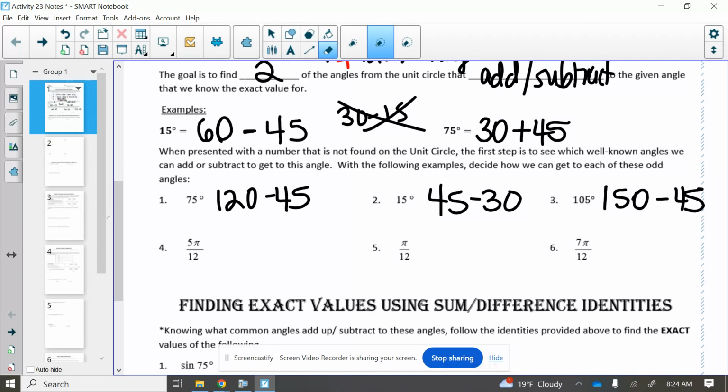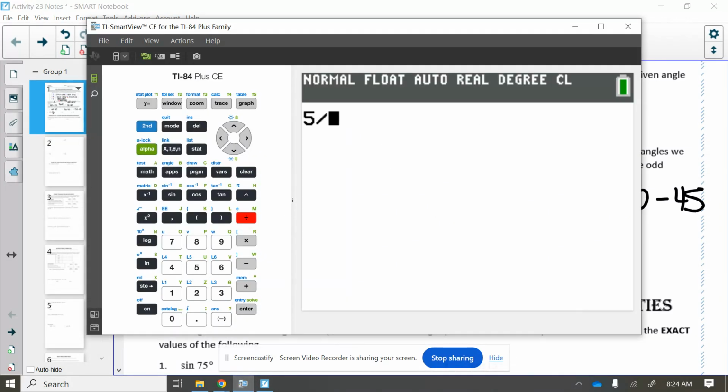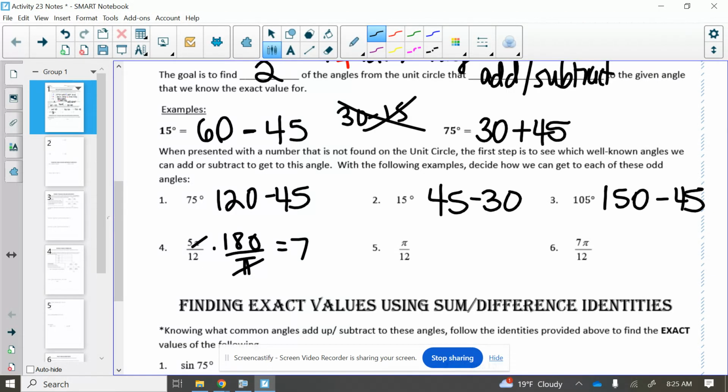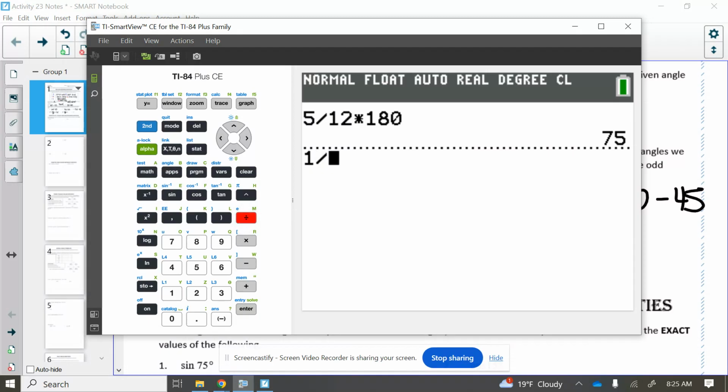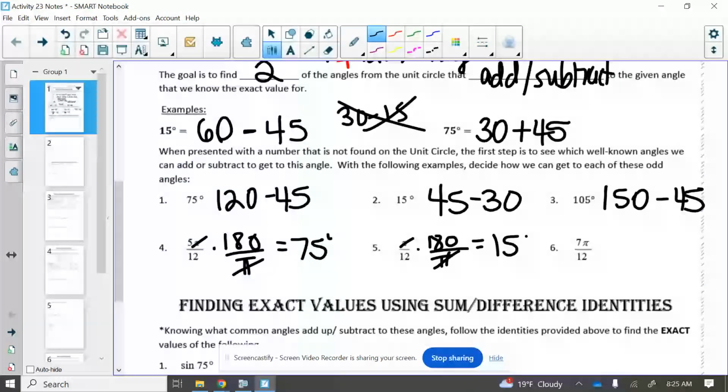So what I like to do instead is just convert to degrees first. Multiply by 180 over pi, the pi's cancel, and 5 over 12 times 180 is the same thing as saying 75 degrees. So we could just work this in degrees and then use some of the values above to get that. You would get the exact same answer. Or for pi over 12, sure, we could find two radian values that work, or we could just convert to degrees: 1 over 12 times 180 is 15 degrees, and we can use what we already did up above to work that.